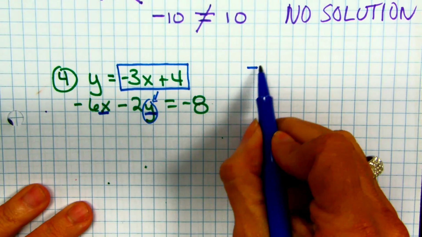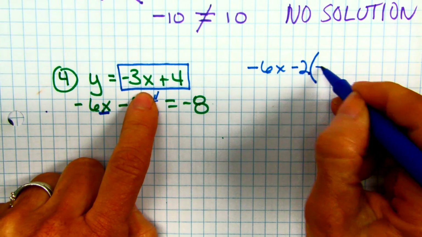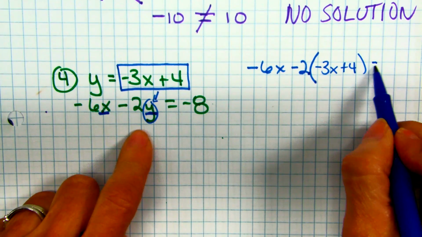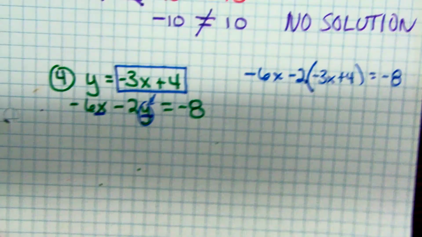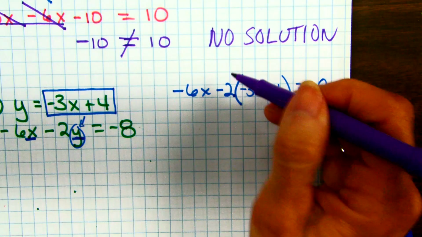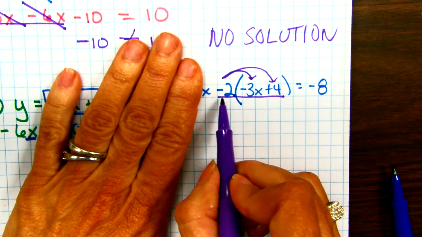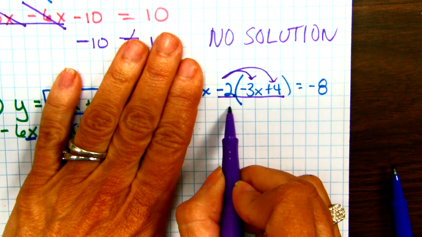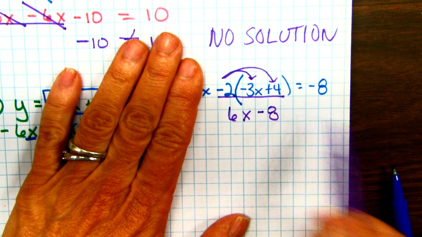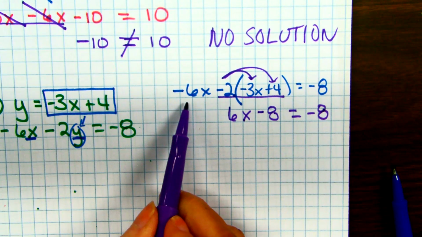So I have negative 6x minus 2, open my parentheses, plug in what y equals in place of the y, and then finish the rest of the equation. Distribute. Right. Negative 2 times negative 3x is positive 6x. Negative 2 times 4 is negative 8. So I distributed, bring everything else down. Don't forget there's a negative 6x in front.